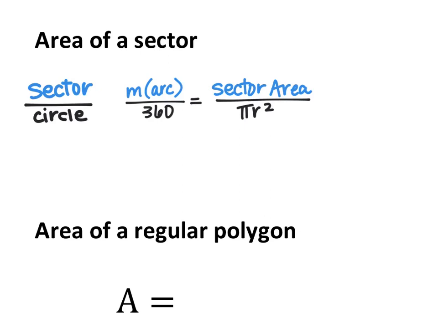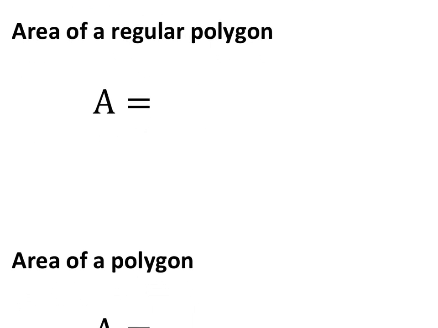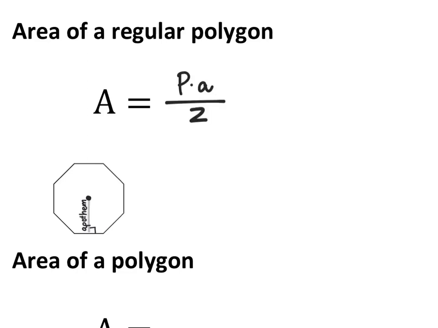Next up, we have the area of a regular polygon, which is going to have a new dimension in it called the apothem. And the area of a regular polygon is 1/2 times the product of the perimeter of the regular polygon and the apothem.